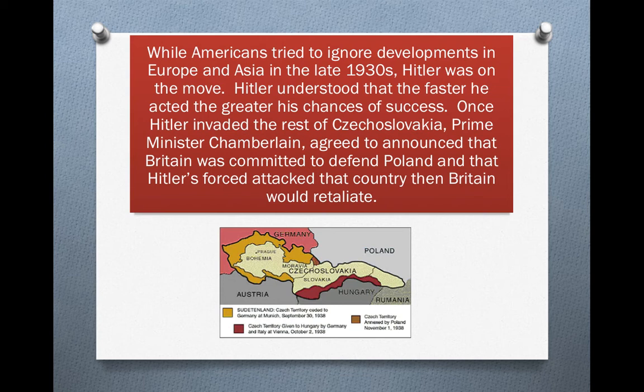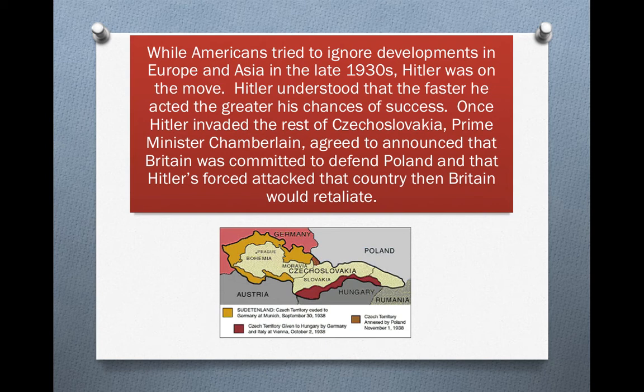Hitler understood that the faster he acted, the greater his chances of success would be. So once Hitler invaded the rest of Czechoslovakia, Prime Minister Chamberlain announced that Britain was committed to defend Poland, and that if Hitler's force attacked that country, then Britain would retaliate and war would start. So Chamberlain is now seeing that the Munich Agreement and giving in, appeasement-wise, is not going to work with Hitler.